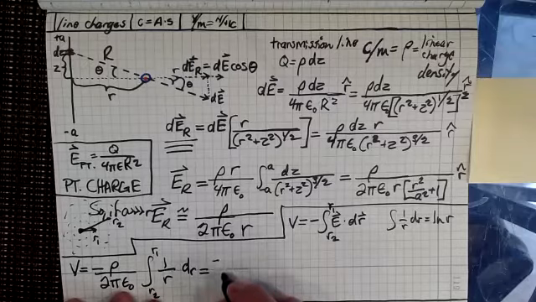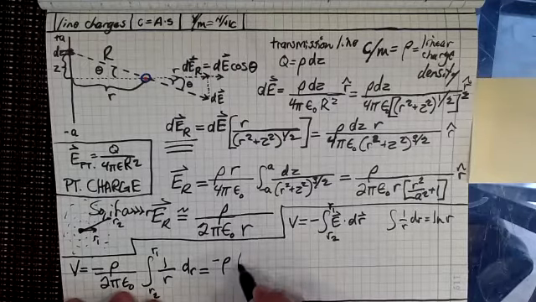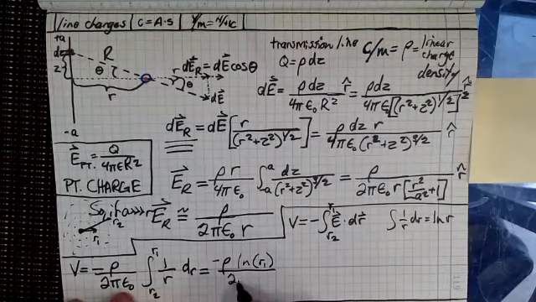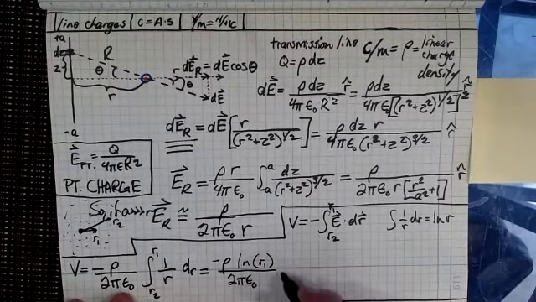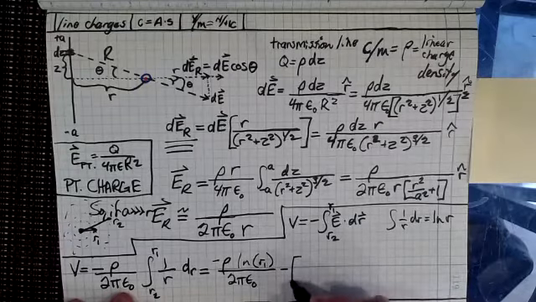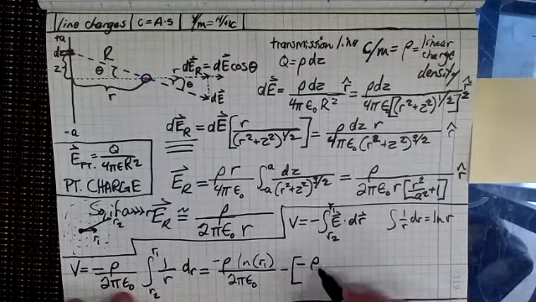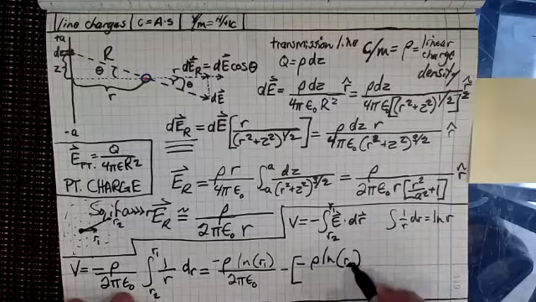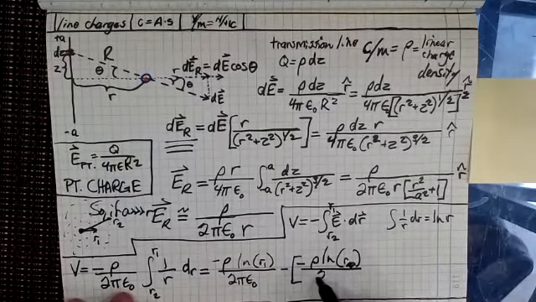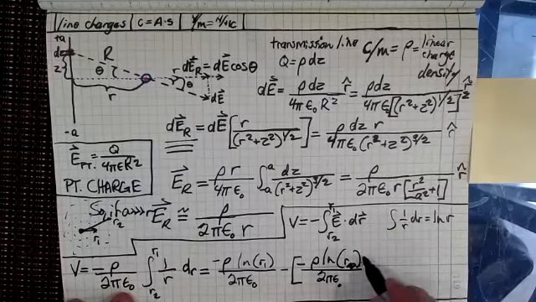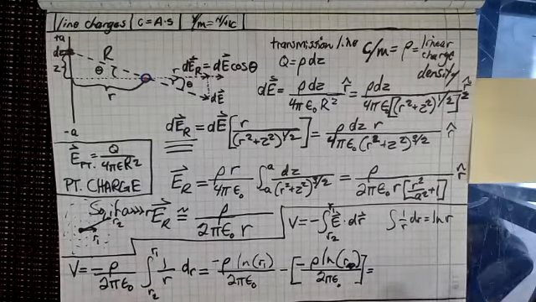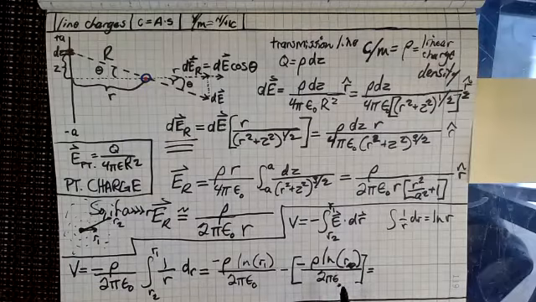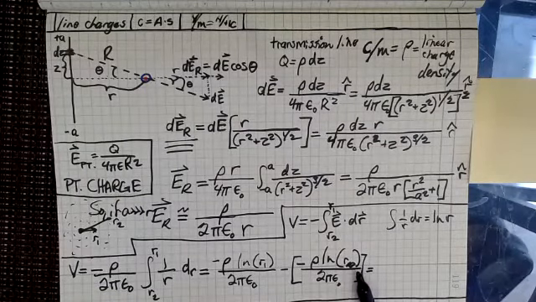So I've got minus rho times the natural log of R1 divided by 2 pi epsilon sub 0, minus a minus rho times the natural log of R2, divided by 2 pi epsilon sub 0. Now, I think everybody can see that what I've really got is a minus minus here, so that makes R2 a plus, and this is a minus.